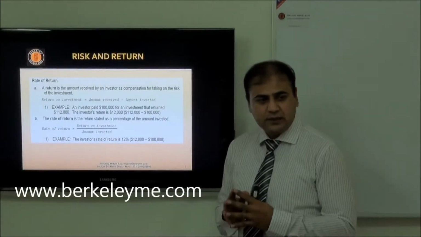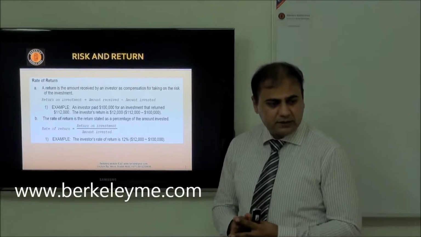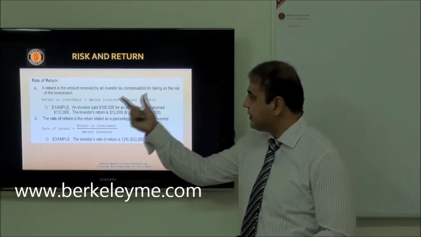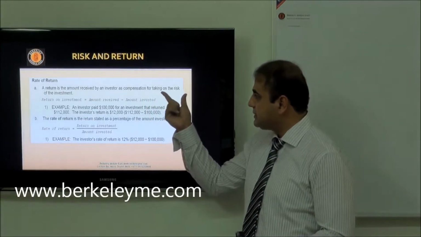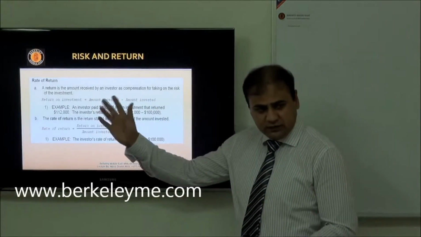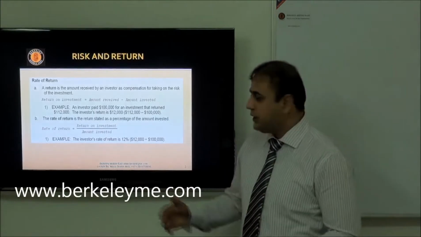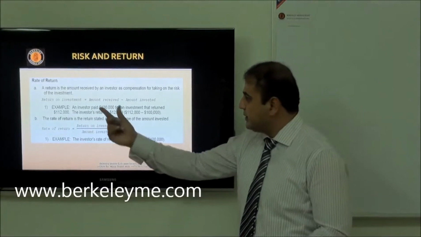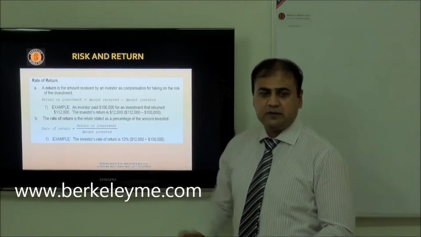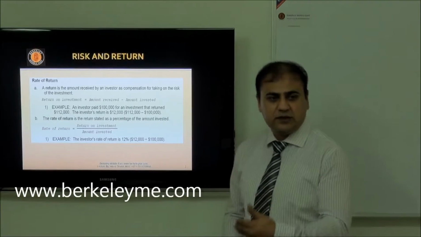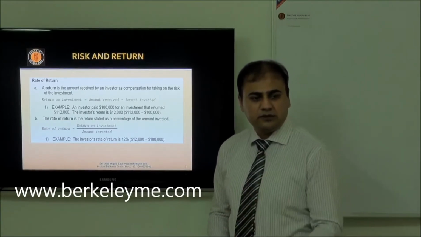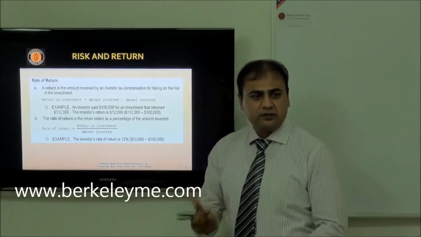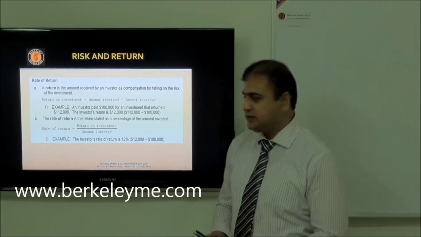What is the return? Return is the compensation for an investor for taking a risk, the amount received by the investor as compensation for taking on the risk on the investment. How we calculate it in formula terms is return on investment, that is ROI, equal to amount received minus amount invested. You invest 100,000, you get 120,000. So 120,000 minus 100,000, 20,000 is the return on investment simply.